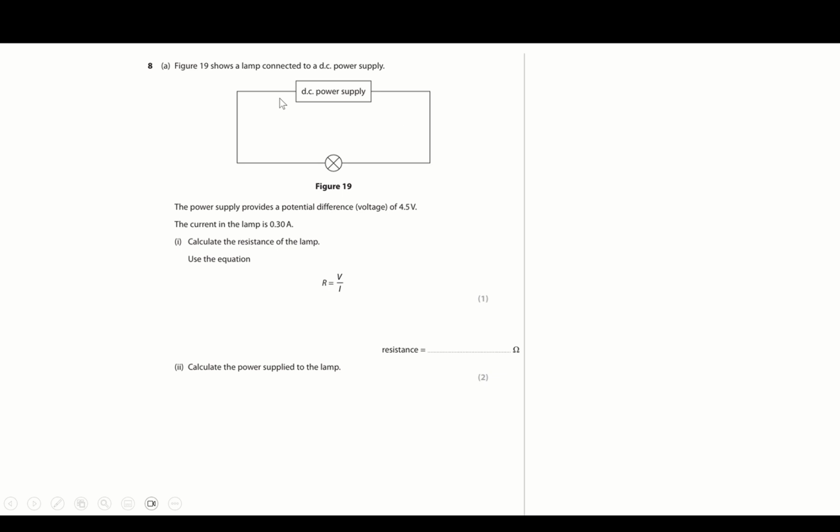Okay, question 8. We've got some stuff on circuits. The diagram below shows a lamp connected to a DC power supply, so current flowing in one direction only. And then we've got Ohm's law here. So I'm V equals I R. You don't even need to rearrange it. It provides 4.5 volts, happy with that unit. 0.3 amps, happy with that unit. And it tells you just to plug them into that. So 4.5 over 0.3 equals 15 ohms.